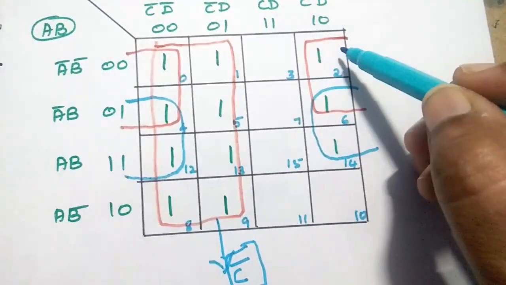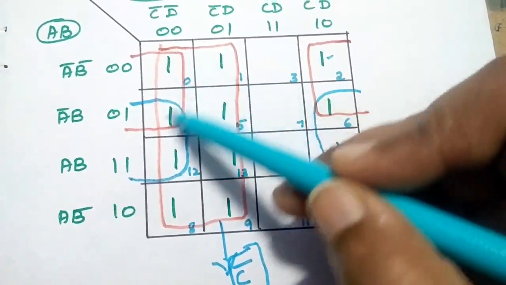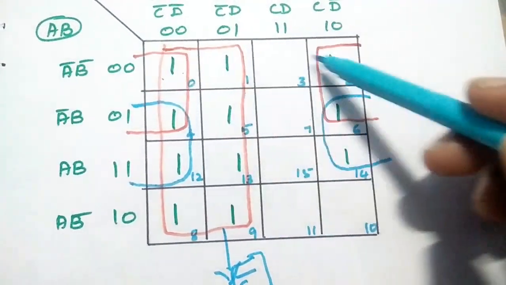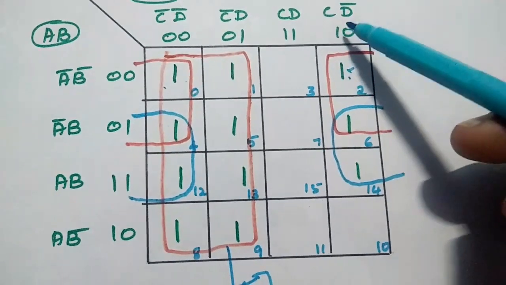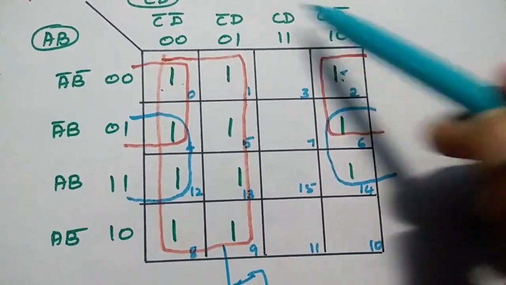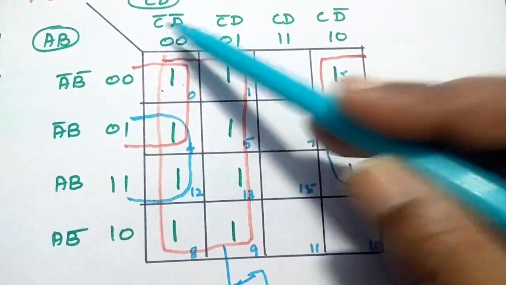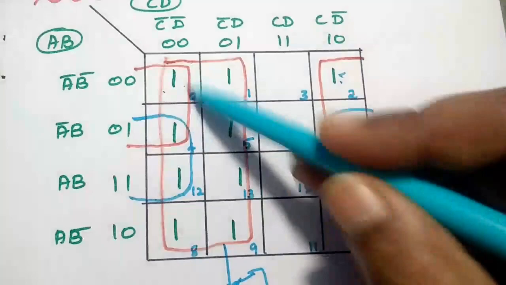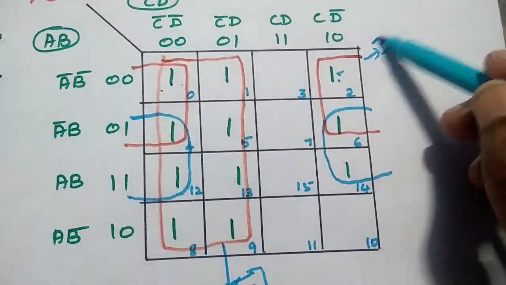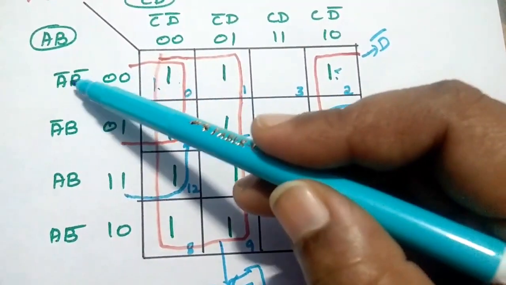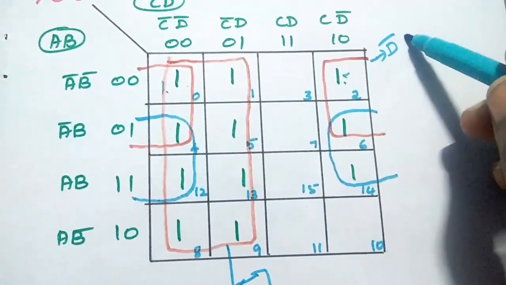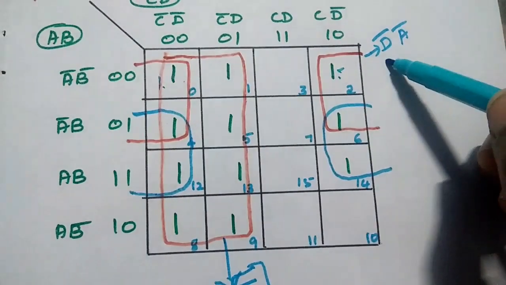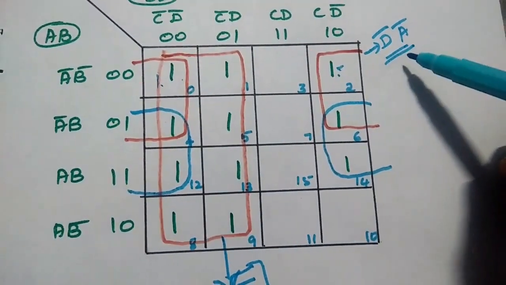And then come to the second group, these four ones. What about the common terms? For these two columns, the common variable is D bar. Here it is D bar, here it is D bar, here it is C bar, here it is C. So the common term is D bar alone. For these two rows, the common term is what? A bar. So we can write A bar D bar. So for these four ones, its expression is A bar D bar.